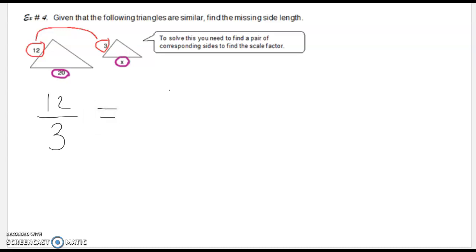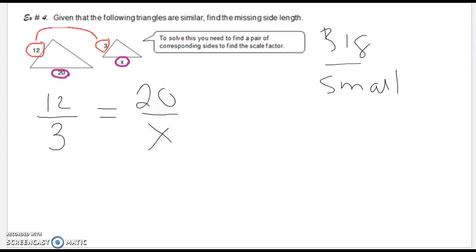Now, I'm going to set it up so that it's equaling the other side. So I'm going to have, once again, I said I always do big over small. So over here, I'm going to have the 20 on top and the x on the bottom. So 20 over top of x. Now, this is when you start getting into cross multiplication.